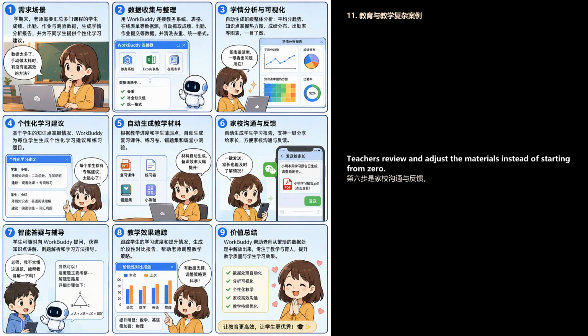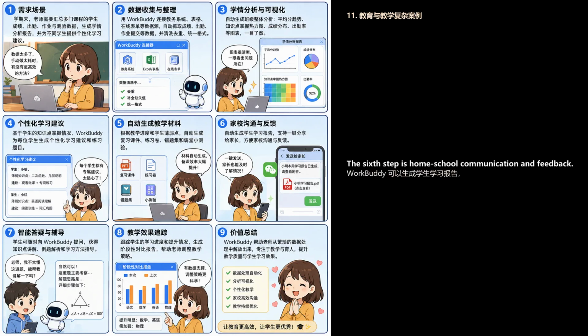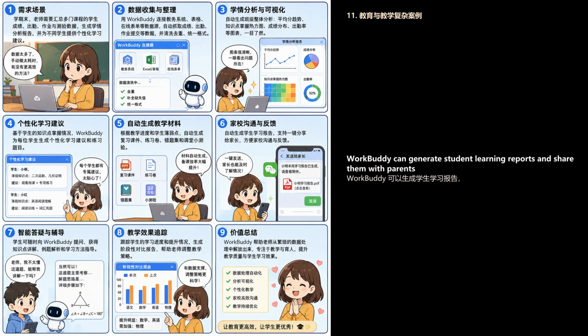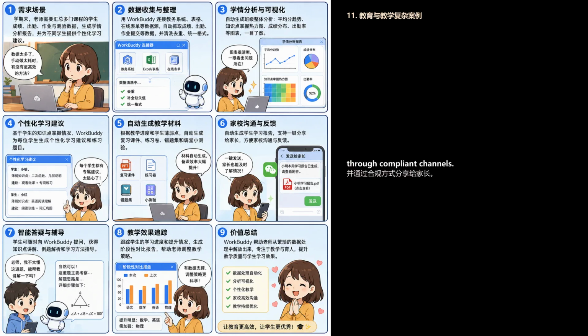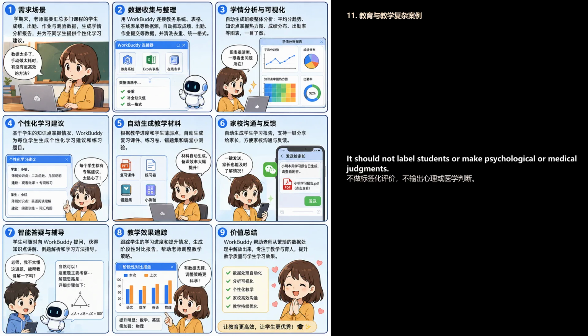The sixth step is home-school communication and feedback. WorkBuddy can generate student learning reports and share them with parents through compliant channels. Content for parents should be objective, restrained, and constructive. It should not label students or make psychological or medical judgments.